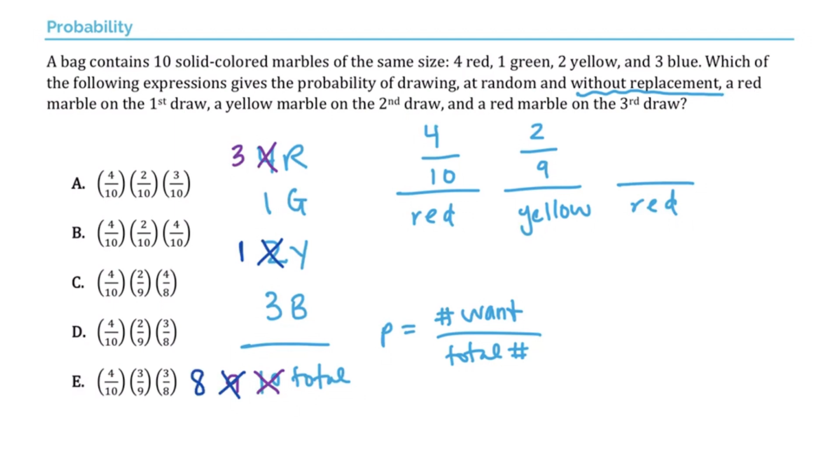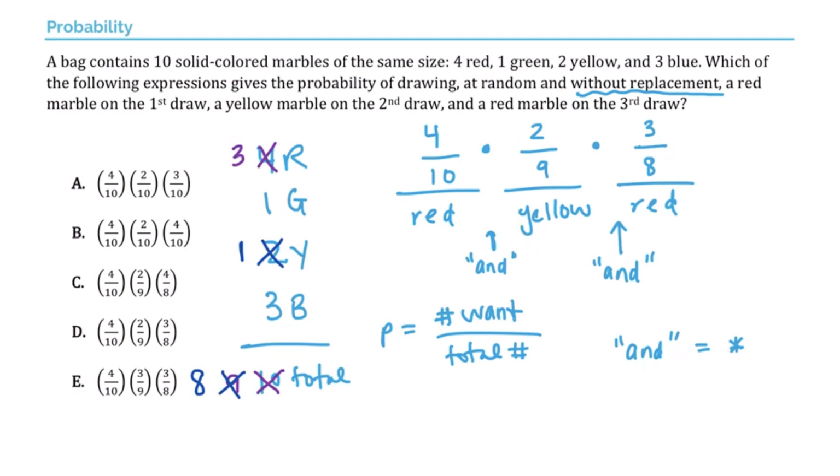Now let's do our last one. What's the probability of getting a red? Well, I'm down to 3 reds over how many total are in the bag? 8. And if I want to know the probability of red on the first and yellow on the second and red on the third, so we basically have little ands in between each of these. Remember that with probability, when you see an and, I want you to multiply. So I'm going to do 4 over 10 times 2 over 9 times 3 over 8.